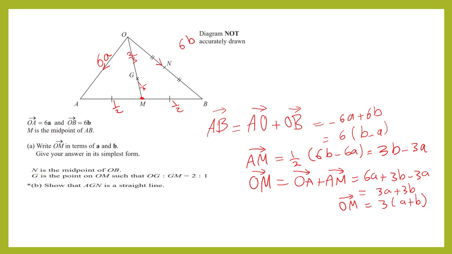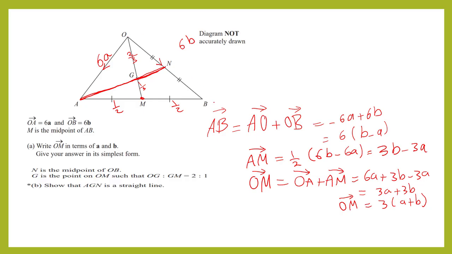We need to show that AGN is a straight line. To prove that it's a straight line, what you will do is find the relationship between AG and GN. You're going to prove that AG and GN are parallel, but at the same time they meet at one point. So how do you prove that 3 points represent a straight line? You divide these 3 points into two vectors, AG and then GN. You must prove that AG is parallel to GN and both of them meet at one point. So let's find AG first and then GN.